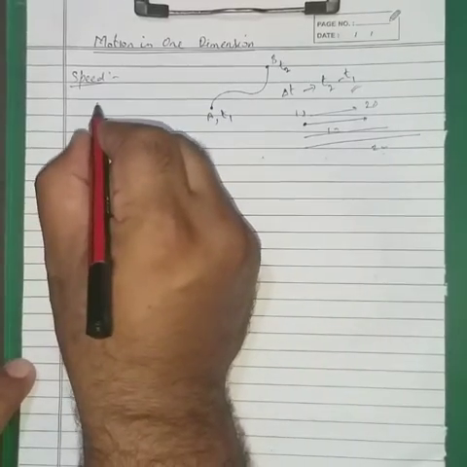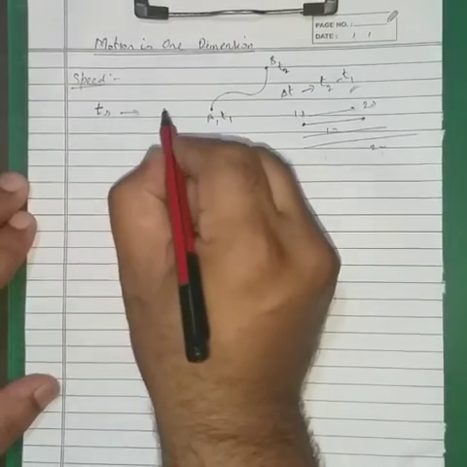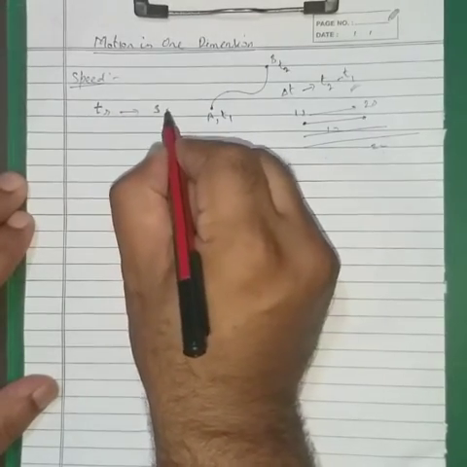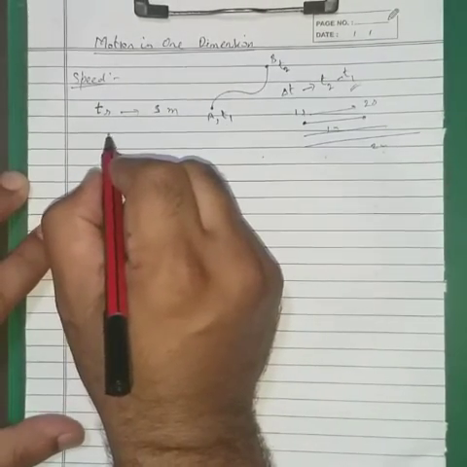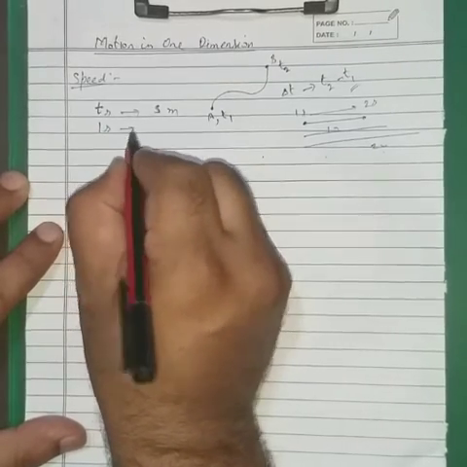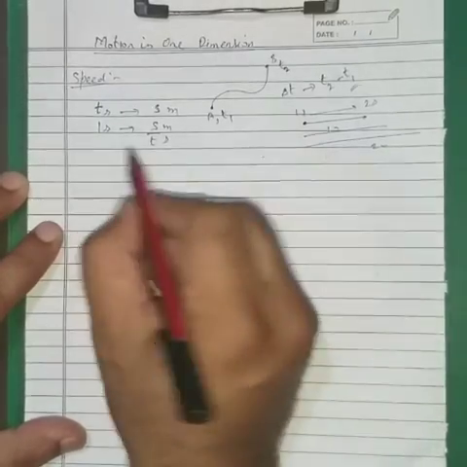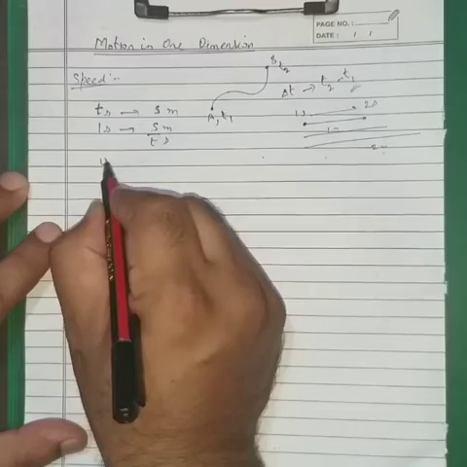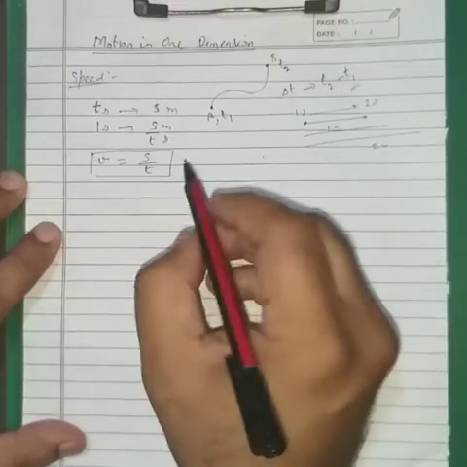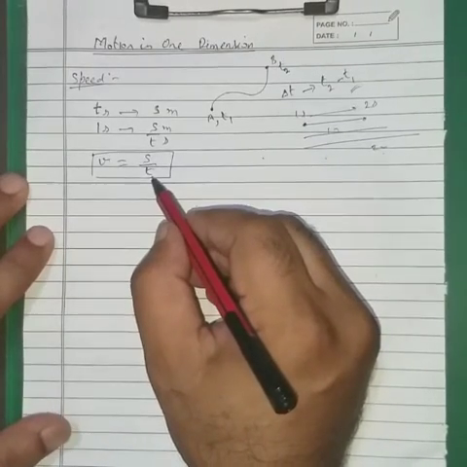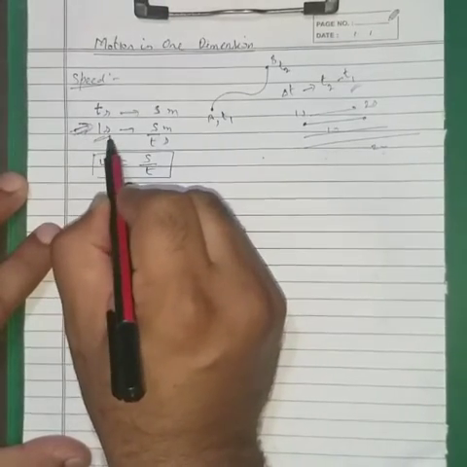If in time t seconds a body covers a distance of s meters, then the distance traveled in 1 second is called its speed. So in 1 second it will cover s meter over t second. This quantity is called speed and it is denoted by v. So v is equal to s over t, or the rate of change of distance with respect to time is called speed, or numerically equal to the distance traveled in 1 second.